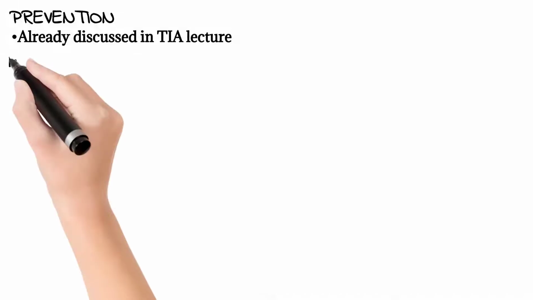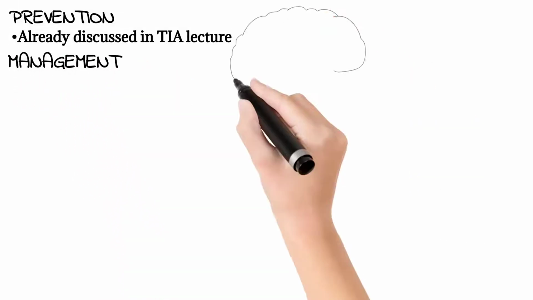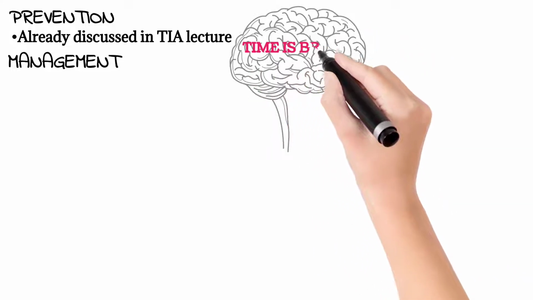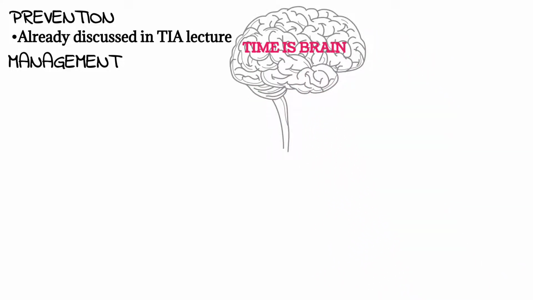Now let's discuss management. Here it is important to remember that time is brain. Any typical patient who has experienced stroke loses 1.9 million neurons, or we can say 14 billion synapses, every minute until the stroke is completed. So the earlier the condition is managed, the better will be the prognosis.